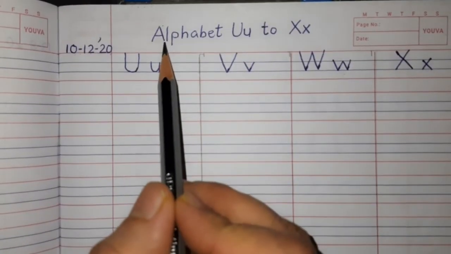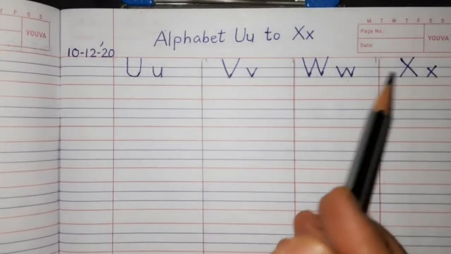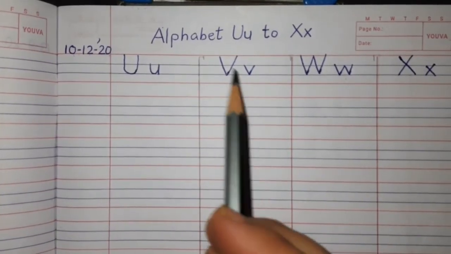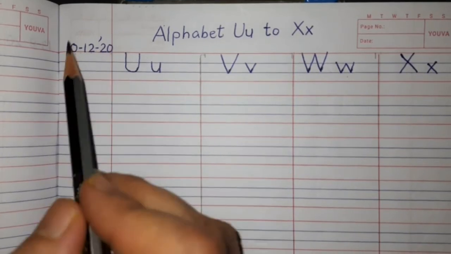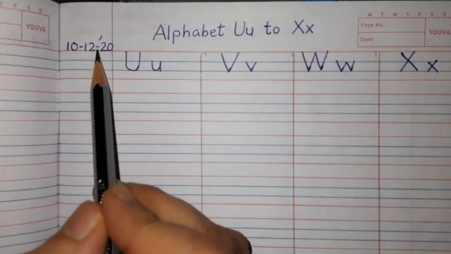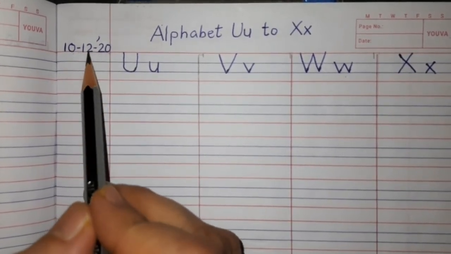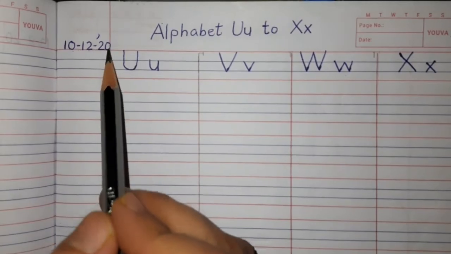Now, children, we will write alphabet U, V, W and X in our English notebook. What is today's date, children? 10-12-2020. That is 10th of December 2020.